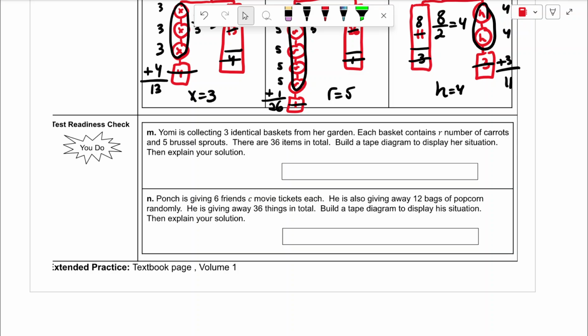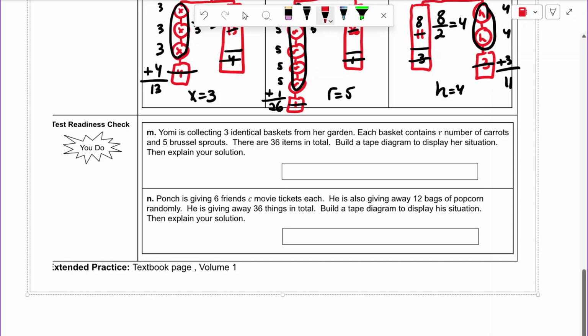Yomi is collecting 3 identical baskets from her garden. Each basket contains R number of carrots and 5 Brussels sprouts. There are 36 items in total. Build a tape diagram to display her situation, then explain your solution. Okay, so let's go ahead and use this piece of tape here.